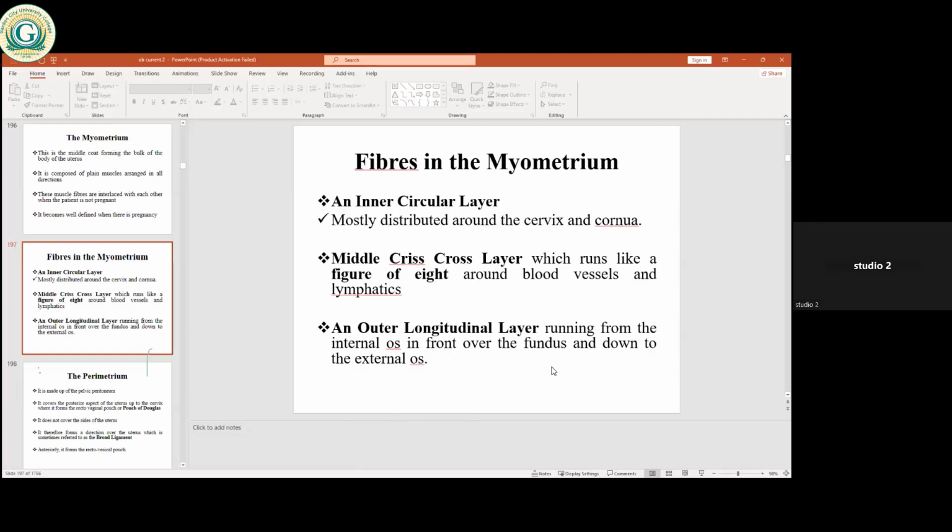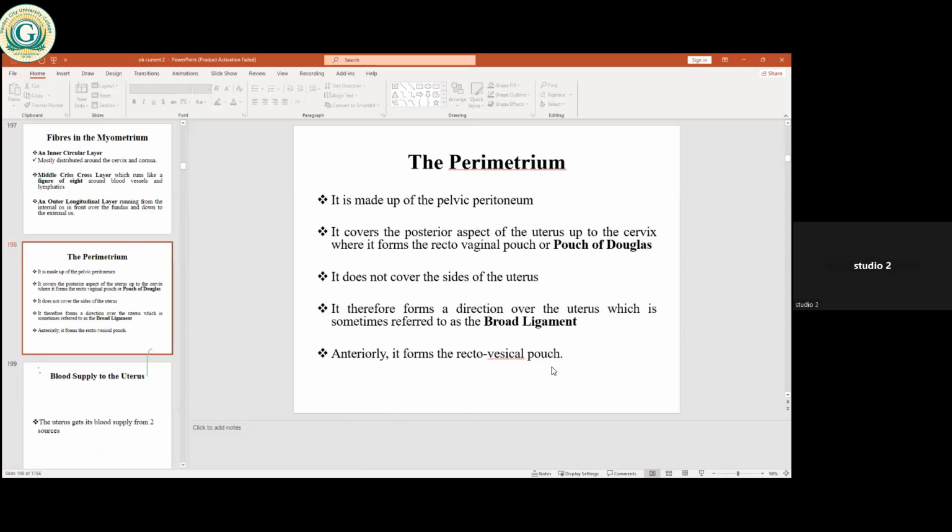Then we have the outer coat of the uterus. It is made up of what? Pelvic peritoneum. It covers the posterior aspect of the uterus up to the cervix, where it forms the rectouterine pouch, or pouch of Douglas. It does not cover the sides of the uterus. It therefore forms a fold over the uterus, which is sometimes referred to as the broad ligament. Anteriorly, it forms the vesicouterine pouch. So that is the perimetrium.